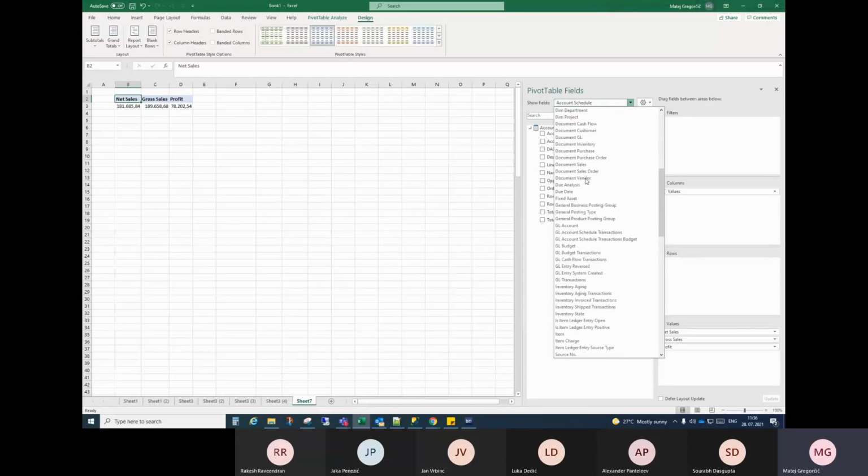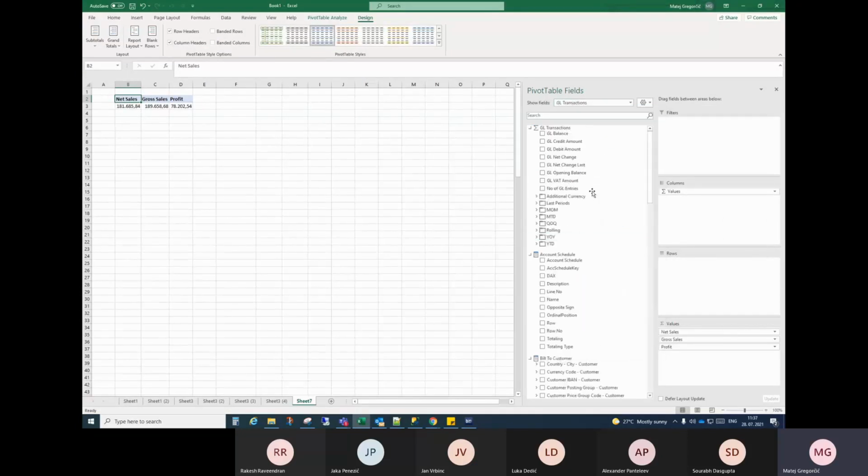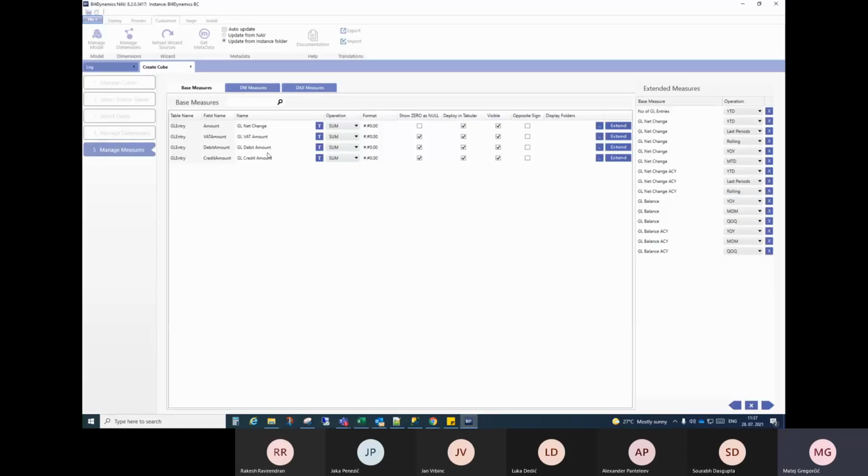If we go to GL analysis here, GL transactions, sorry, they will all come out as equals. You will not be able to see which measure is which one. Okay, but there are some differences between them in terms of how they are created.